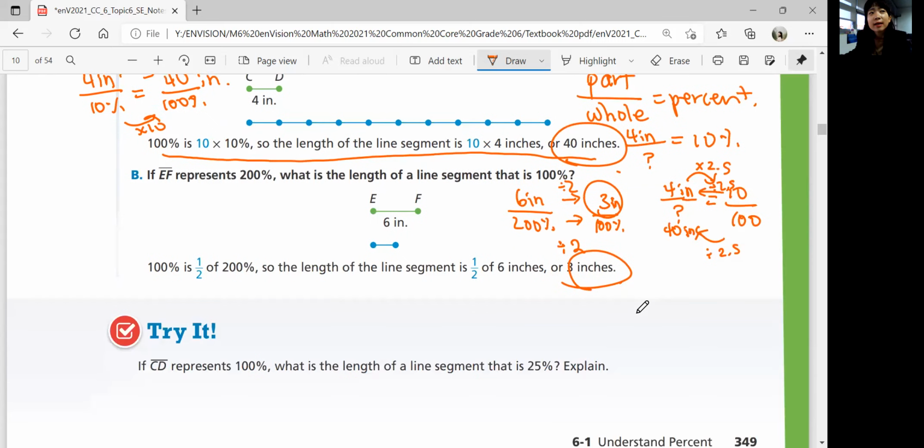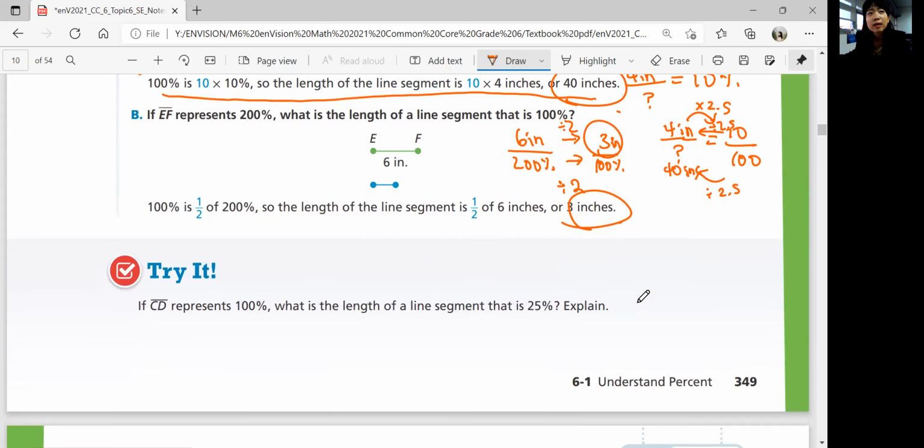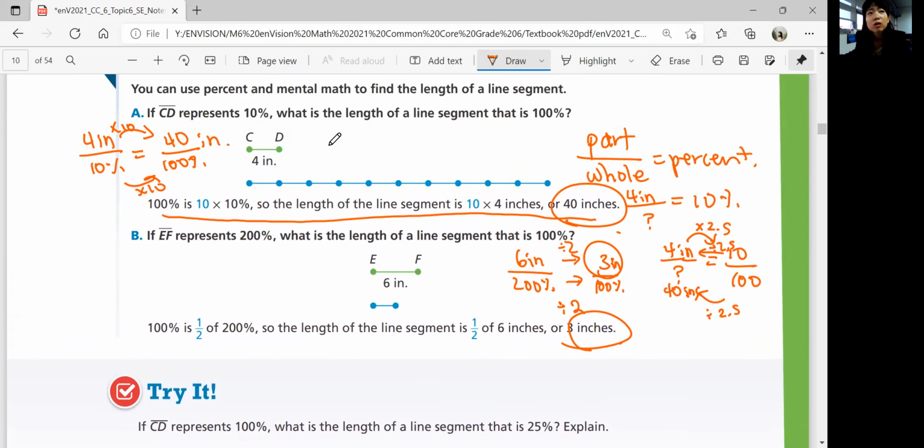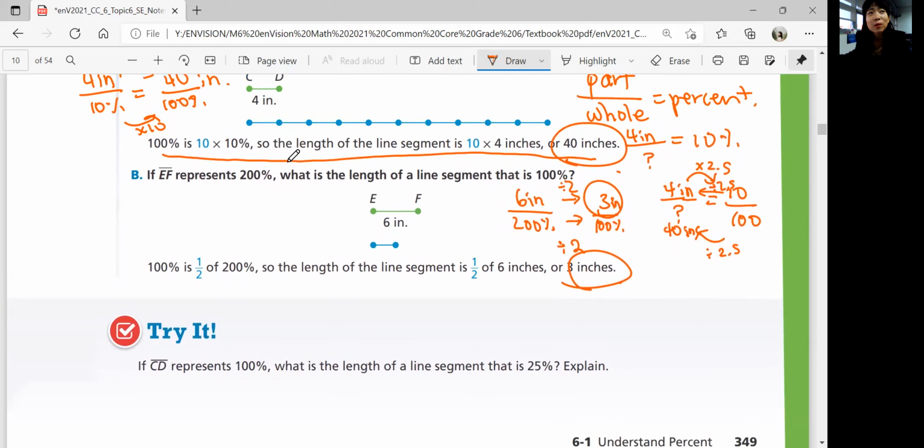So let's look at try it down here. If CD represents 100%, what's the length of a line segment that is 25%? So your CD is 4 inches, right? CD is 4 inches. And if this is 100%, then what is 25%? So you can write another ratio saying 4 inches is 100% now, and I want to find 25%. How many inches would this be?